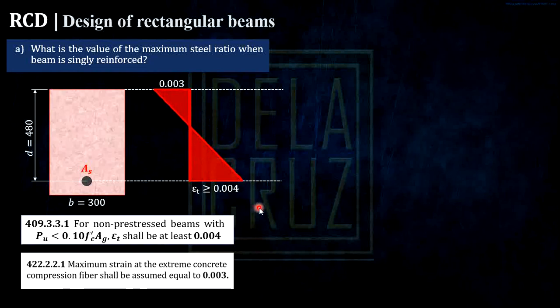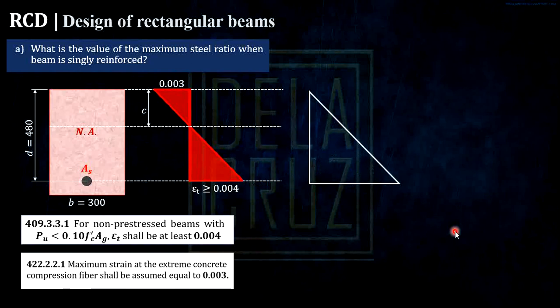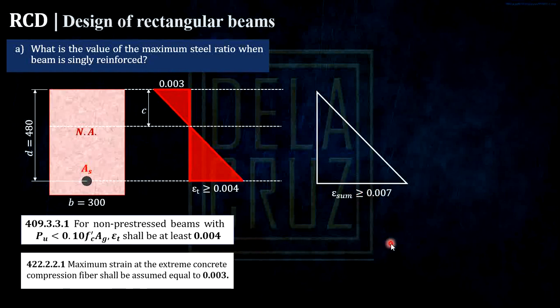So this will be our strain diagram. Now ano yung gamit dito? Ganito yan. At this portion where the strain is 0, this will be the location of the neutral axis from the extreme concrete fiber, and that is denoted as c, small c. Now we can create a right triangle here and isolate that. This portion here is just the sum of these strains, and we will call that epsilon sum, which is greater than or equal to 0.007. And this is c, and this is 0.003, and this is the effective depth d.